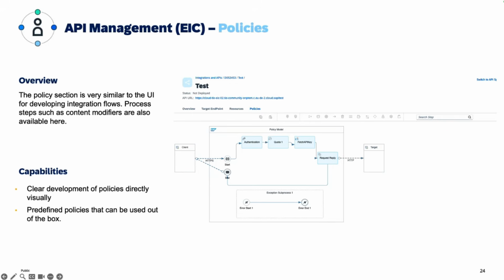Here's where it gets powerful: policy design in the Edge integration view. This view looks very similar to what we know from the integration flows. You can use predefined steps like a content modifier and apply security, routing, or transformation logic directly within the API. This means that whether you are in the cloud or at the edge, the same policy-driven governance model applies across your landscape.